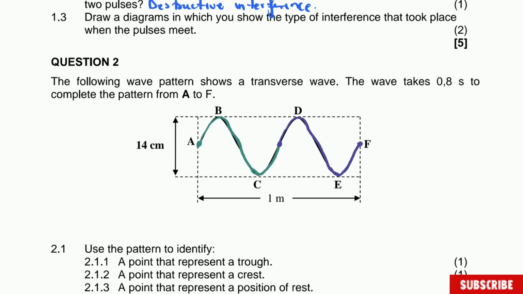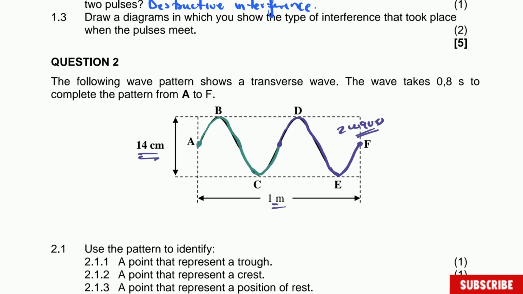Let's write this here, because maybe we need that little space to complete the pattern from A to F. You can see that the maximum height from B to the bottom here is 14 centimeters, and that the distance from A to F is 1 meter, given in the picture there.